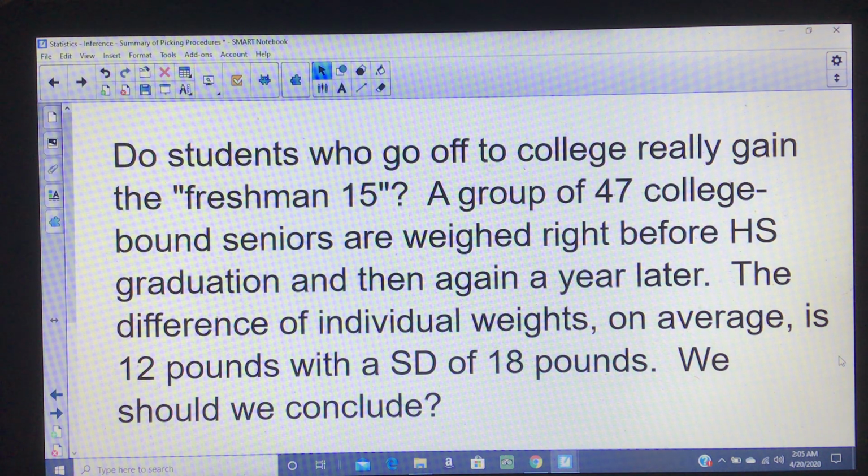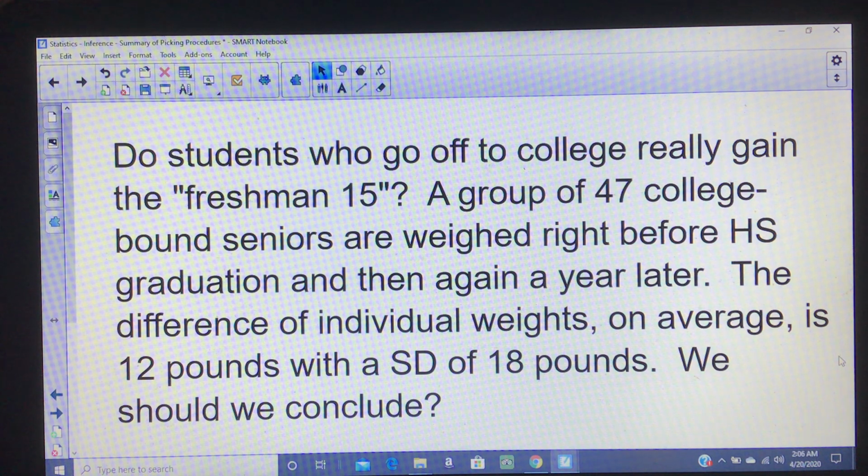You leave high school and maybe you're a certain weight, or you're more trim, and then you go off to college and you come back and you've gained weight. So this is always jokingly called the freshman 15, or if someone's being really mean, they'll call it the freshman 50. But basically what I want to see is, is this a true phenomenon? Do you go off to college, and do you gain weight?